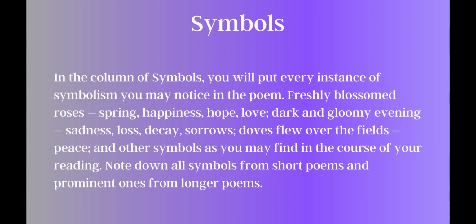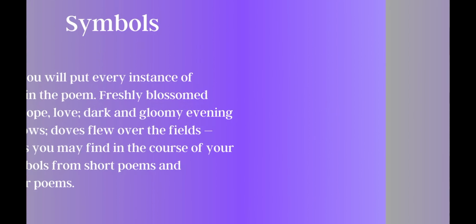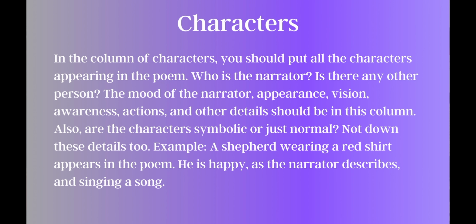Now the third section is characters. So in the characters section, you will put down all the characters in the order as they appear in the poem. If this is a short poem, you will mostly find only a narrator. If this is a long poem, then in many cases you will find only the narrator, but in some cases you can find other characters as well. So we'll put down the mood of the narrator, the appearance of the narrator if applicable, and the appearance of all other characters, the mood of all other characters, and whether the characters symbolize something. Are they archetypes or are they just normal characters?